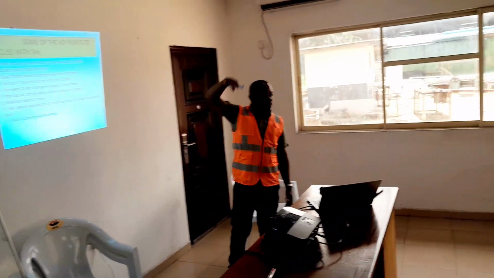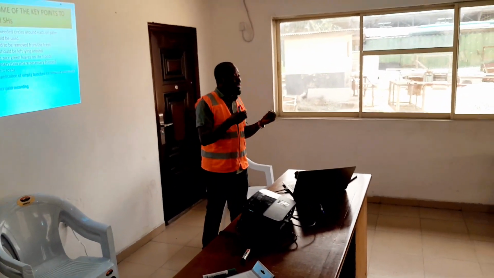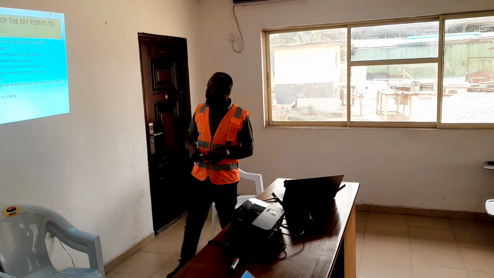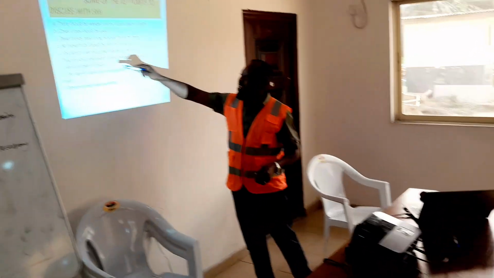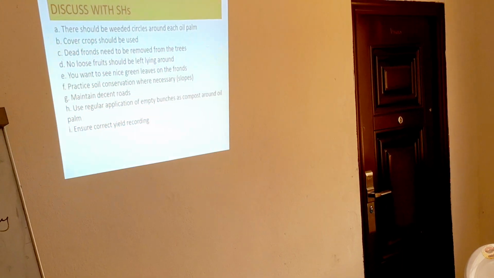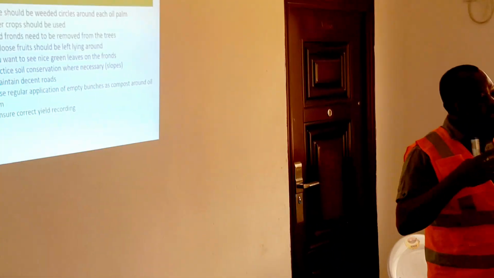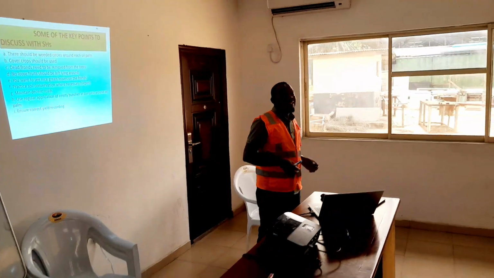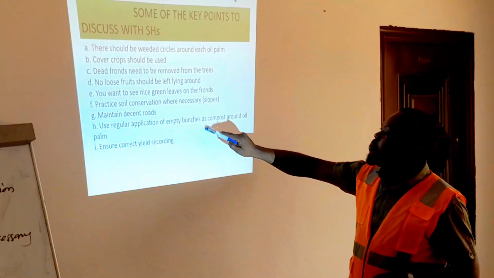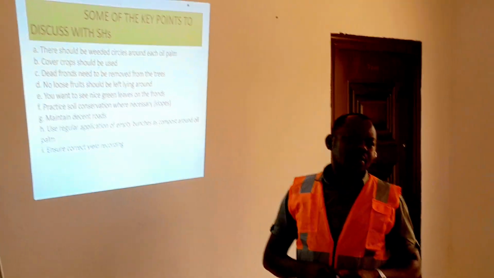Sometimes we will avoid planting on slopes when we don't have good management practice on the slope. Then we should also maintain a decent road, a good plantation road, for easy movement and transportation of fruits, farm inputs, and other things. Then we should use regular application of empty bunches as compost around oil palms.